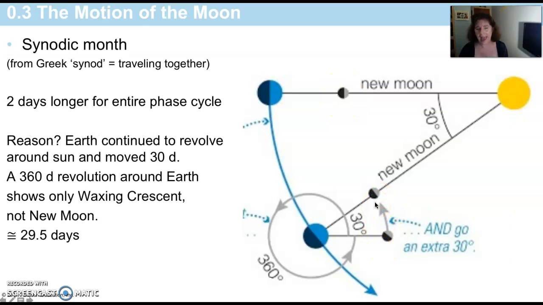And we have a synodic month, right? From synod, meaning traveling together. You might hear that from a religious perspective in the Presbyterian Church. They talk about synods of groups of people traveling together. And in this case, the moon is traveling with the earth and shows the same new moon phase at 29.5 days. So think about this and look it over. These diagrams I think are a little bit better than the ones in your book. I hope they help you out with that.